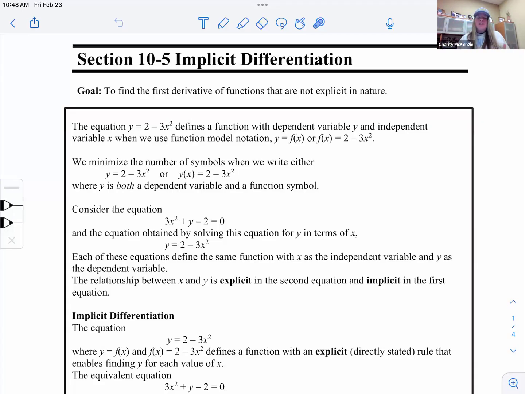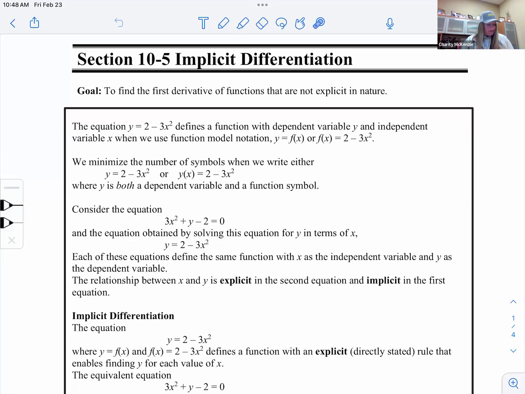Okay, for this section, 10.5, it's implicit differentiation. We'll probably have to watch some problems to really understand this idea, but it is a lot of algebra, so make sure you watch every problem. If you think about something that's explicit, it'll be directly stated. If it's implicit, it's not quite directly stated, it's implied mathematically, y as a function of x, written a little bit differently.